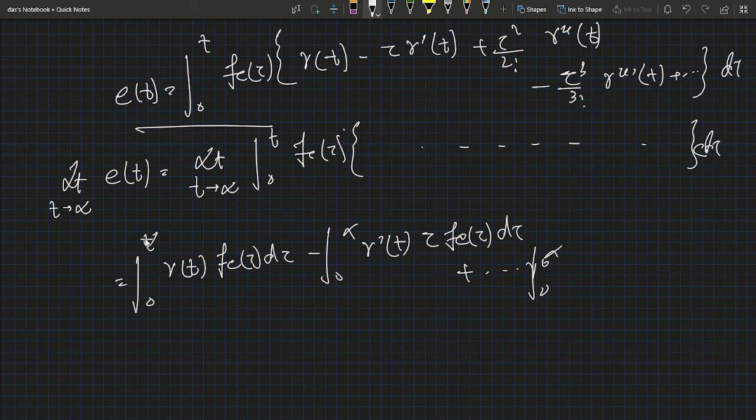Here, this is 0 to infinity also. The another term is r''(t) tau square by 2 factorial into f_e(tau) d tau, and so on.